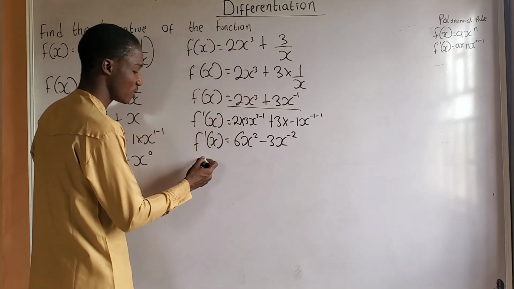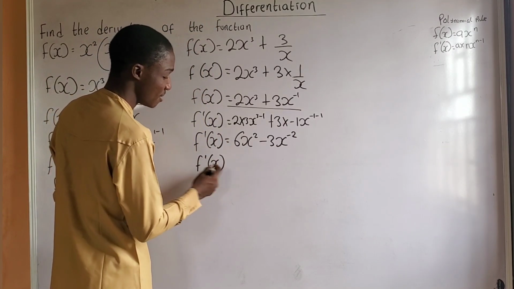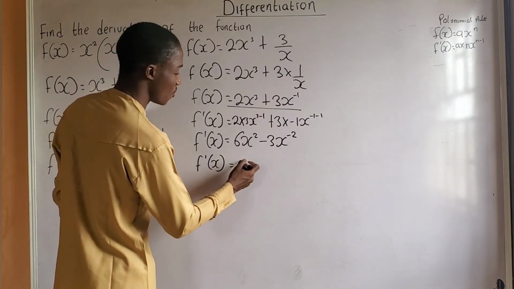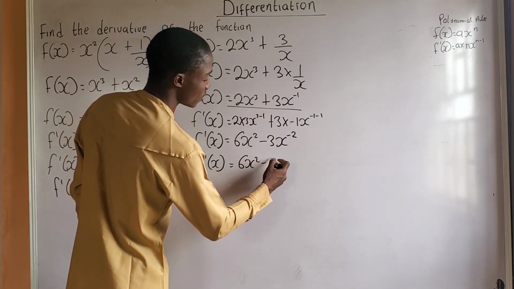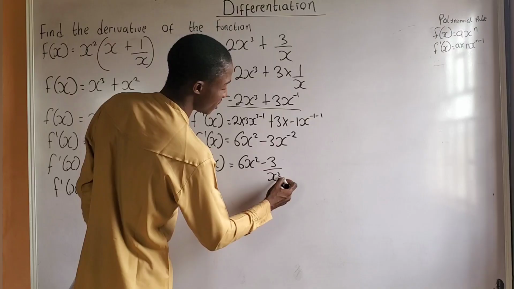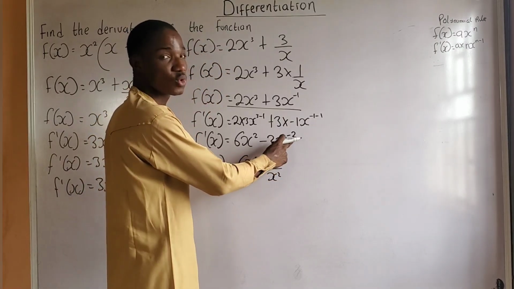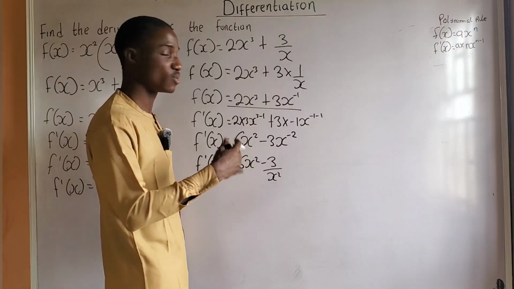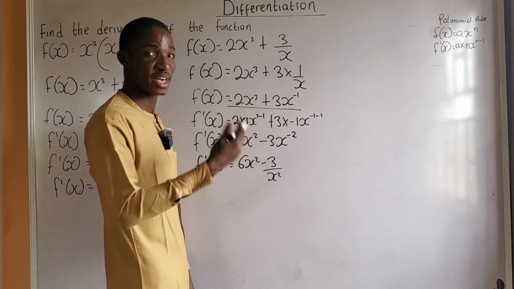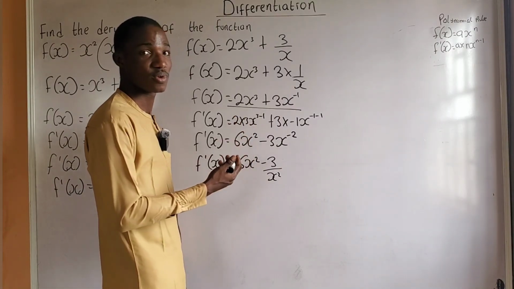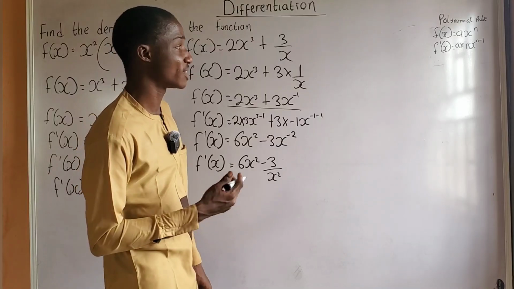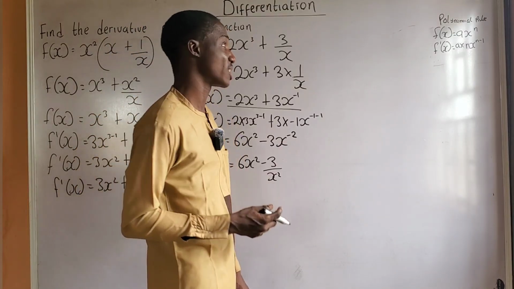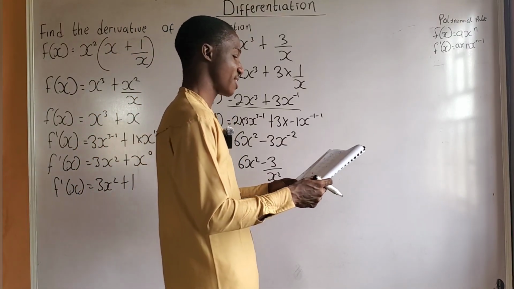For this, the derivative of f of x is equal to 6x squared minus 3 over x squared, because x to the power of negative 2 is 1 over x squared. So negative 3 times 1 over x squared will give us negative 3 over x squared. You can see that it is quite simple. It is easy when understanding is factored in what you are doing, okay? Now let's look at one more question here.